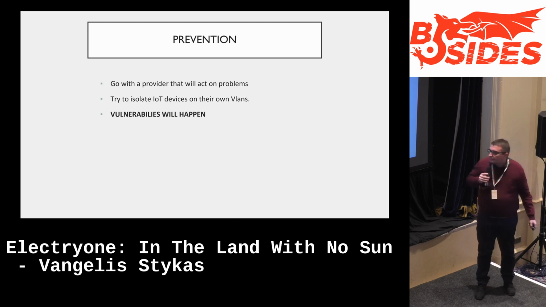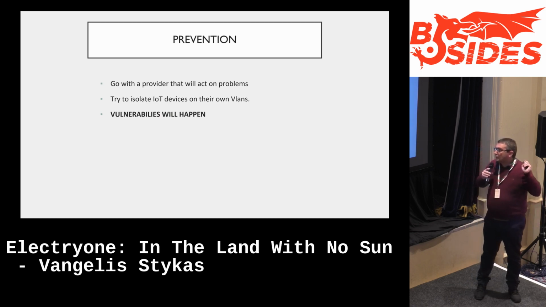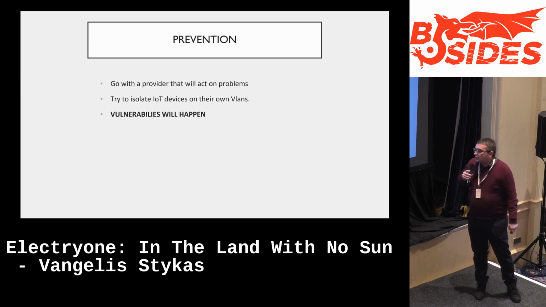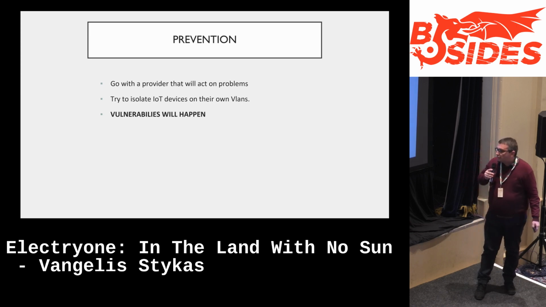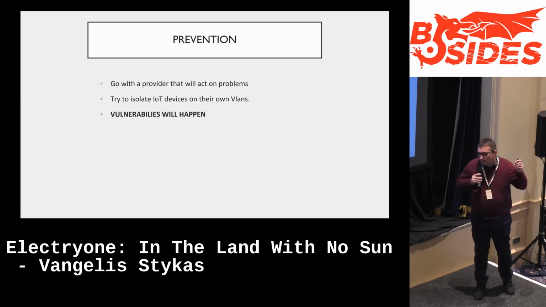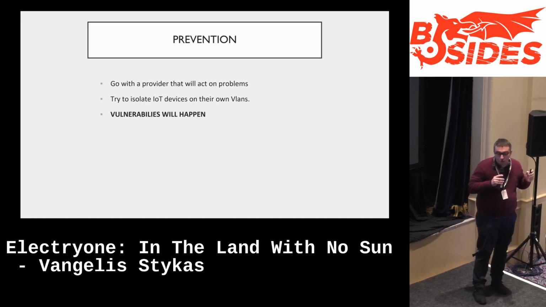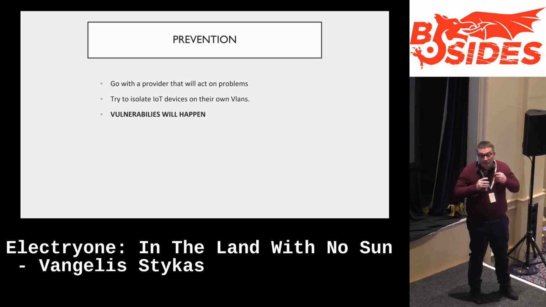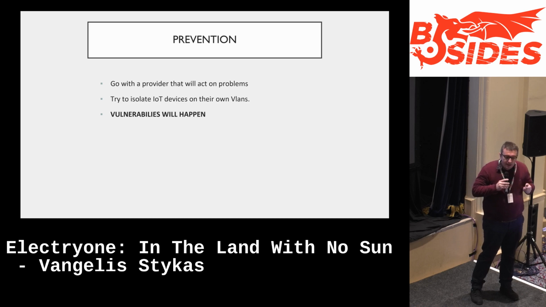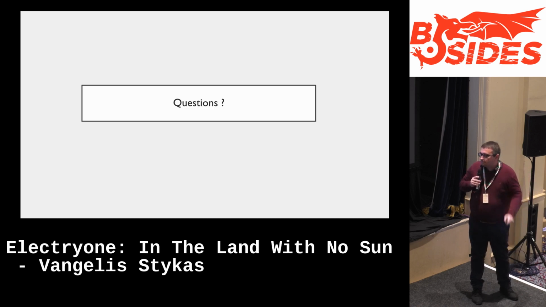How could you prevent this? Go with a provider that will act on problems. Try to isolate IoT devices on their own VLANs. This is something that I'm saying: vulnerabilities will happen. It's how they treat the vulnerabilities and how they act on the reporting that makes sense.